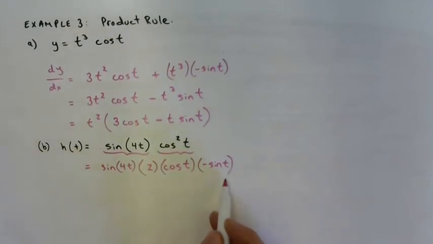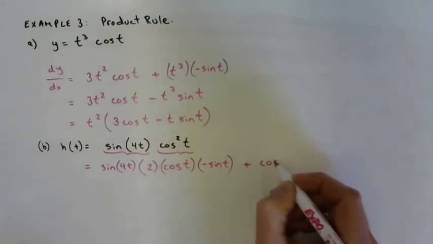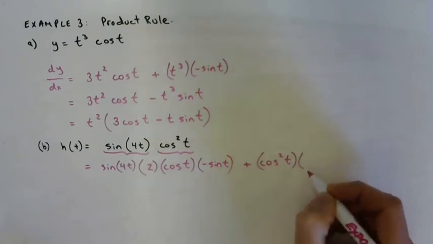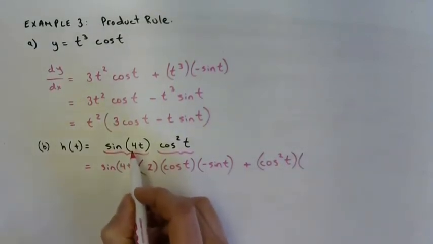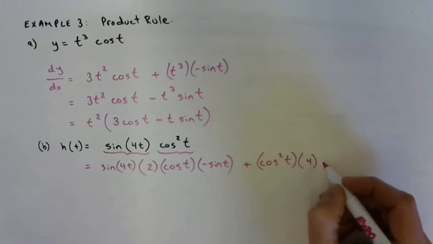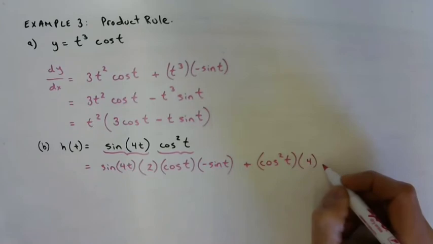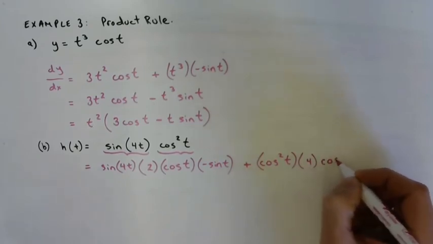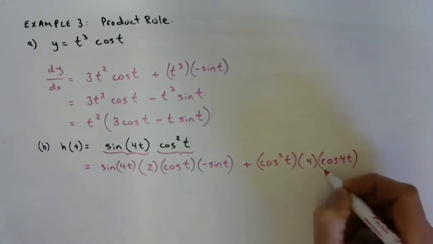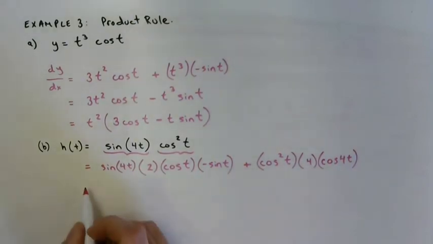Okay, that's a big string of things, but it's all multiplication, so we can put it together, but I'm going to do the second part of this still. We need to add the second one unchanged times the derivative of the first one. The derivative of the first one says I can take 4 out front and multiply it by the derivative of that first, that outer or inner part, I guess, cosine of 4t, and then that's it. That part's done.